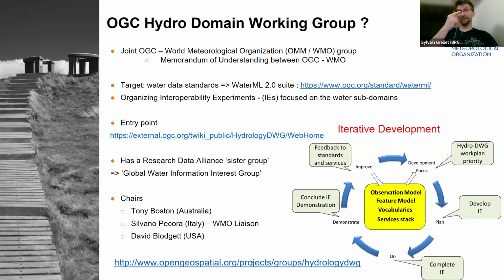So those standards are under the umbrella WaterML 2.0, and the way we've always been working in that hydrology domain working group is through experimentation, and you'll see one example today. It's the water quality interoperability experiment. So we always do that. If you see my mouse pointer, we work on interoperability experiments. We have some conclusions, we feed back to standard groups, and we produce standards and iterate.